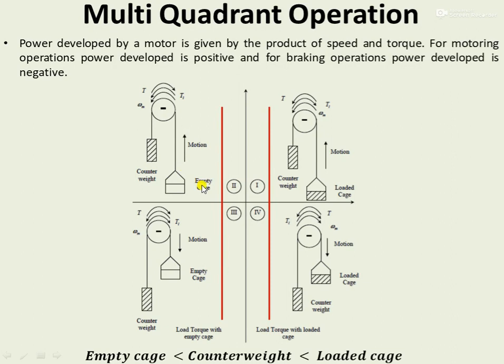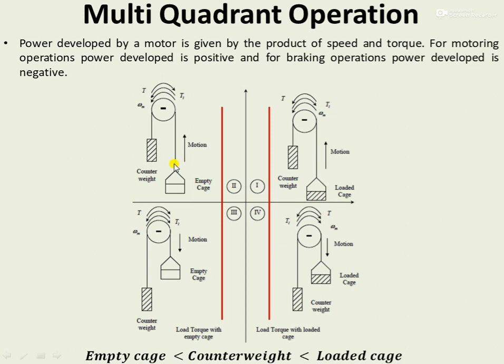Now we will move to the second quadrant operation of the hoist. In the second quadrant also, the direction of speed remains the same as that of the first quadrant, that is along the upward direction of the cage, whereas the direction of torque is opposite, because in the first quadrant the direction of torque is positive, whereas in the second quadrant the direction of torque is negative.